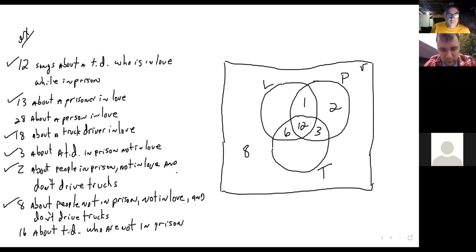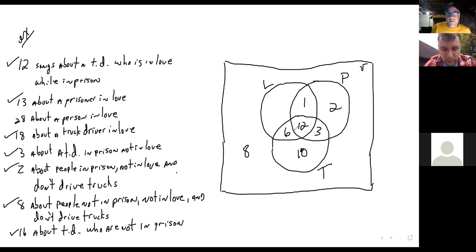So if I go here about truck drivers who are not in prison, notice that is 2 regions. That's here and here. Truck drivers who are not in prison. It says it's 16. So I've already counted 6 of them. So that would give me 10 to get my total of 16 that are in T, but outside of P. And now I go back and I can use this one.